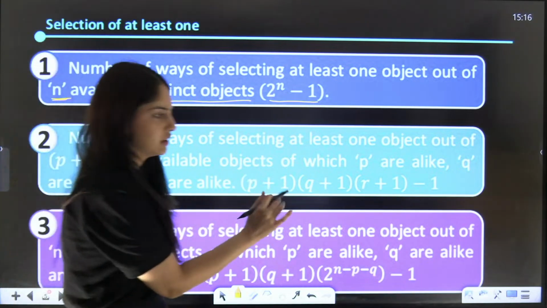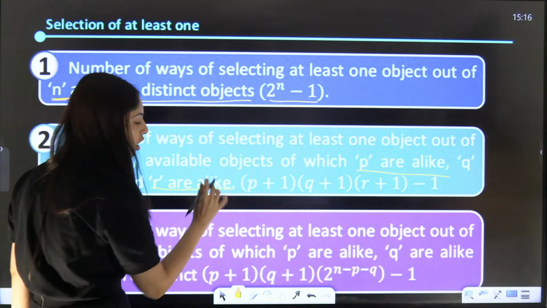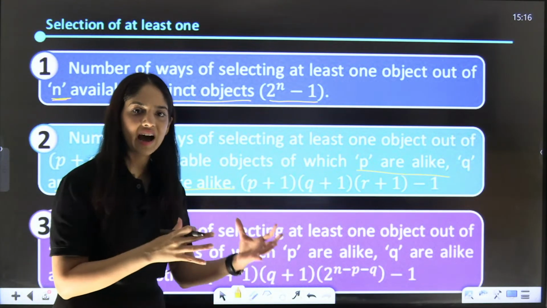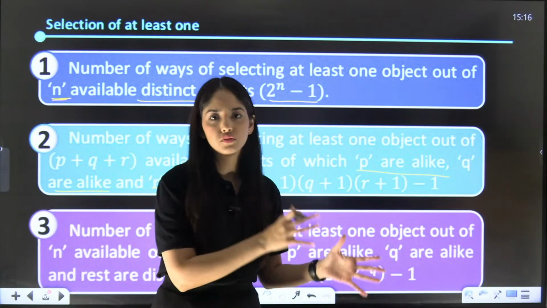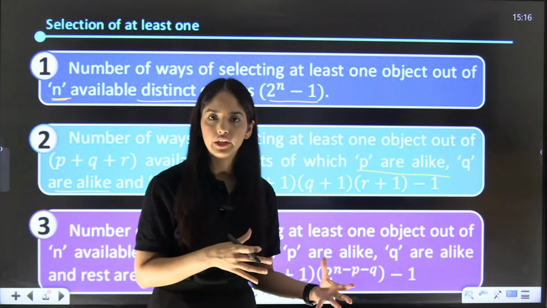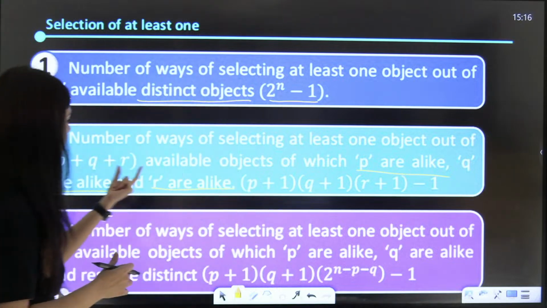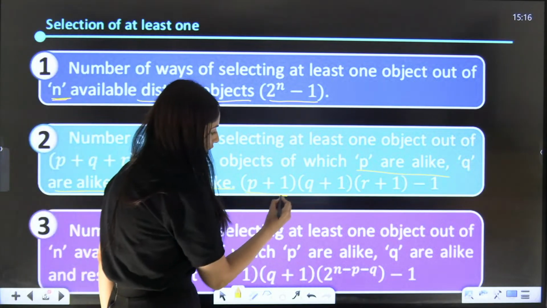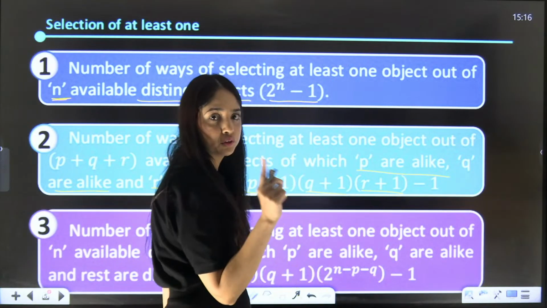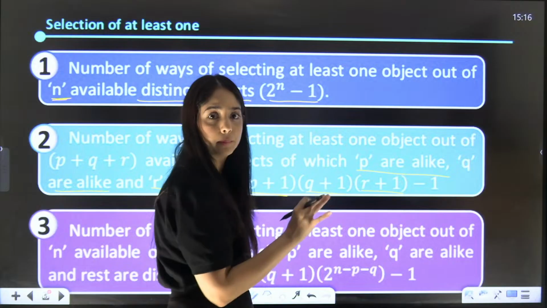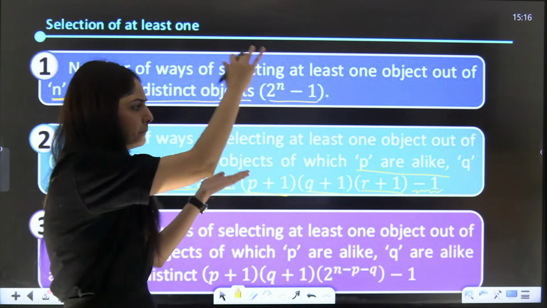If we have p objects of one kind, q objects of second kind, and r objects of third kind, we total have p plus q plus r objects, and out of that p are of one kind, q are of second kind, and r are of third kind. Then what was the answer? We have p plus 1 options for the first kind, q plus 1 for the second kind, r plus 1 for the third kind, and we have to remove that one case when none of them is being chosen, so minus 1.